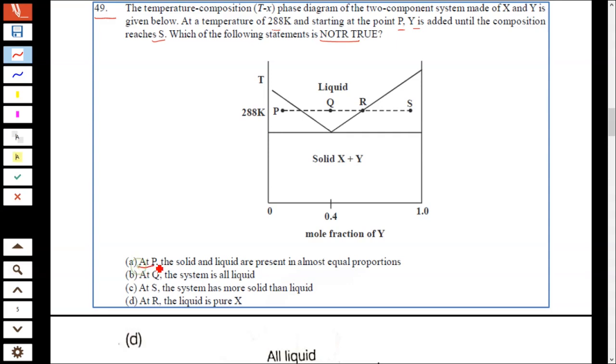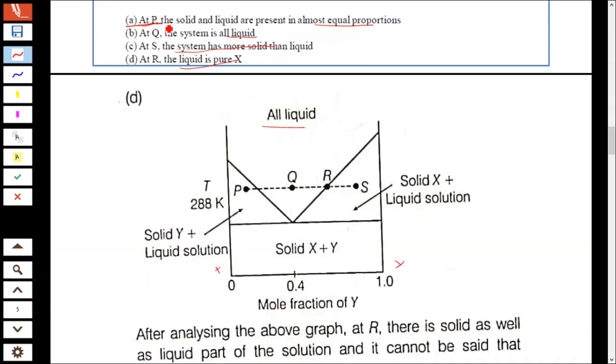At point P, the solid and liquid are present in almost equal proportion. At point Q, the system is all liquid. At point S, the system has more solid than liquid. At R, the liquid is pure X. Observing this graph, at point P, the solid and liquid are present in almost equal proportion. Hence, statement 1 is correct.